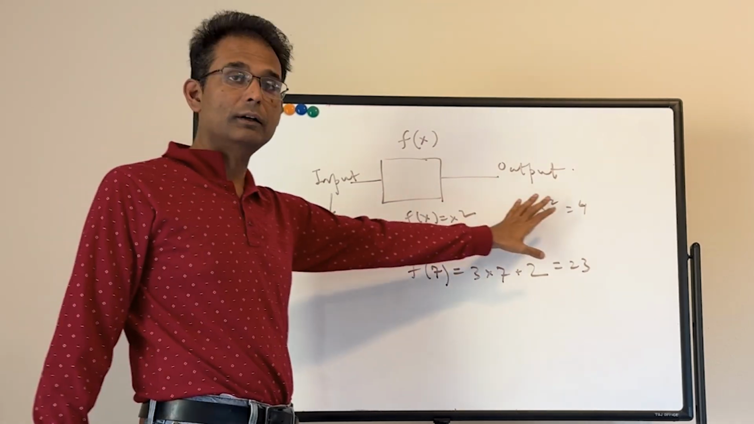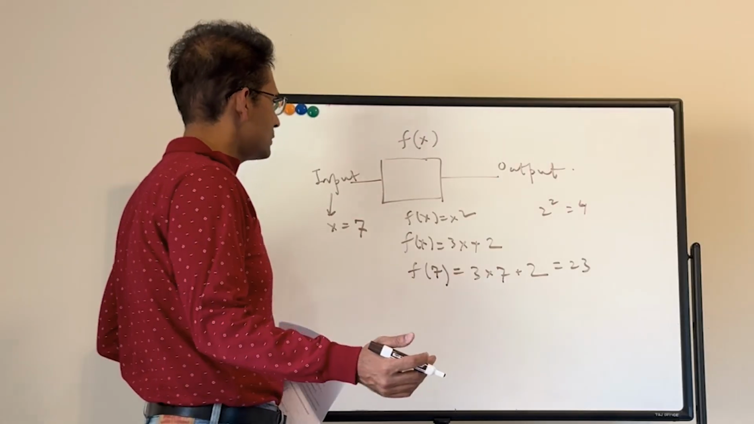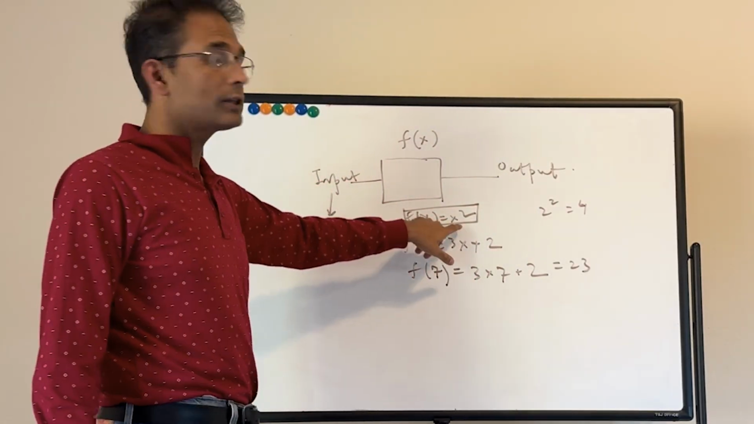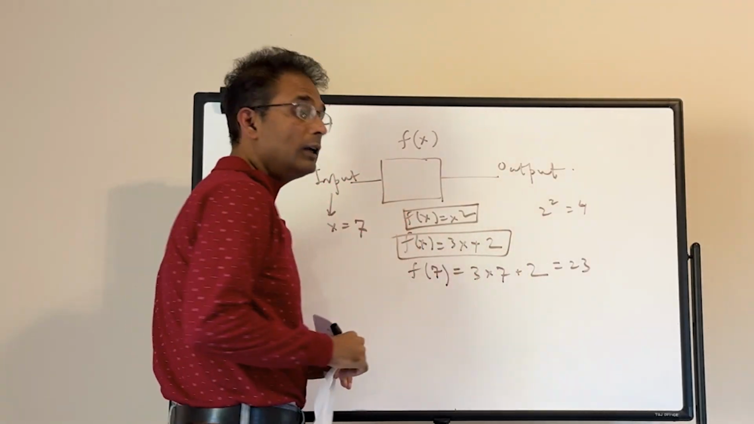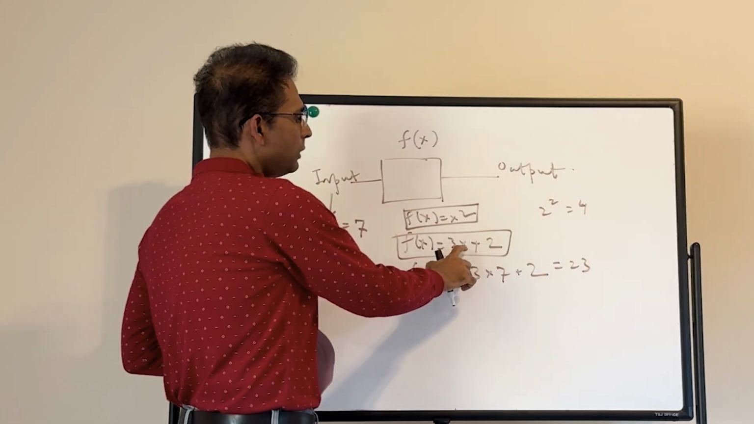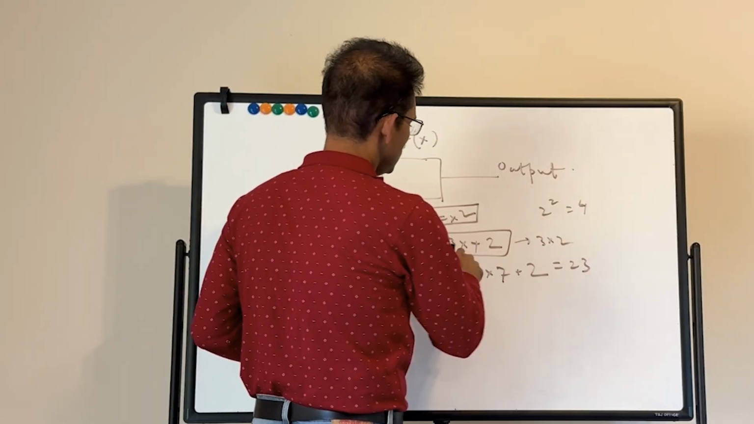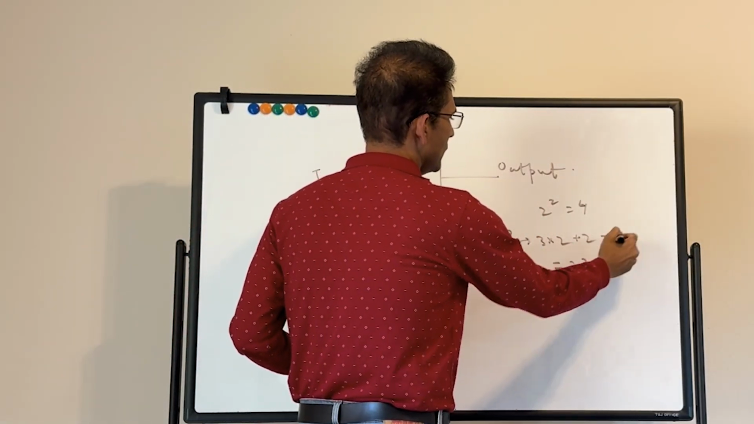I changed the input here, but let's just see this example and compare these two functions. One is f of x equal to x squared, and the other is this function, and let's say your input is 2. So when x is 2, you get 4. If you plug in x equal to 2 here, what do you get? You get 3 times 2, where I simply replace x by 2, plus 2, which is 8.